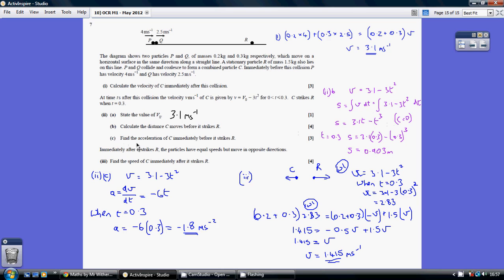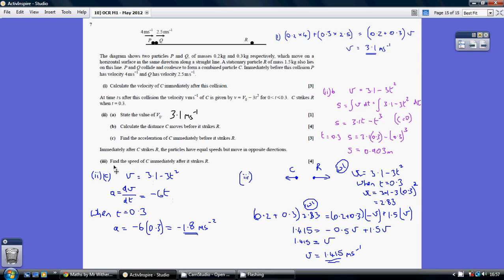Now for part C, find the acceleration of c immediately before it strikes r. So again, when t was 0.3. Now velocity, as we know, is 3.1 minus 3t squared. Acceleration is the differential of velocity, so when we differentiate this we get minus 6t. Substitute in t being 0.3 and we get our acceleration being minus 1.8 meters per second squared.